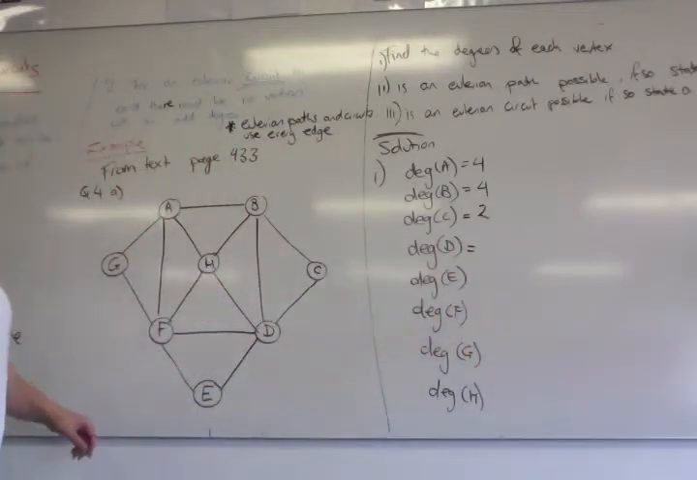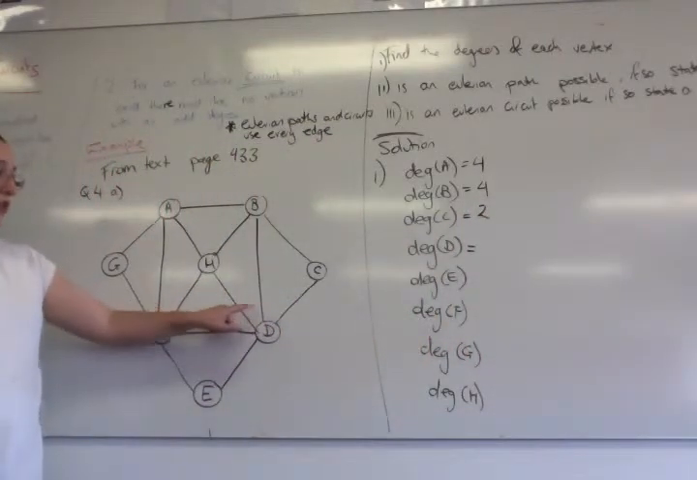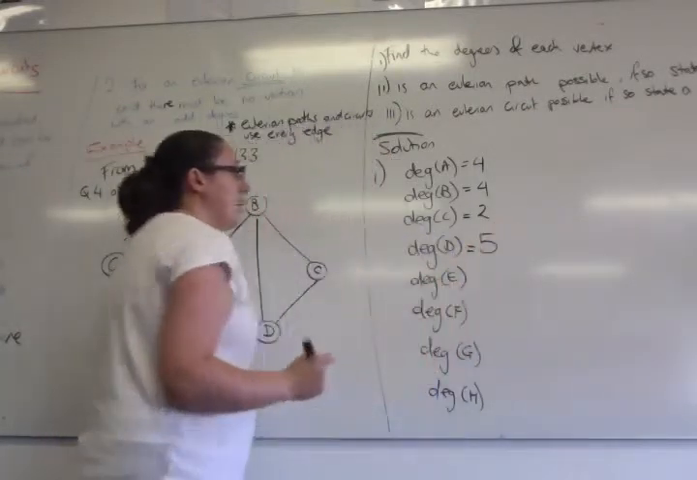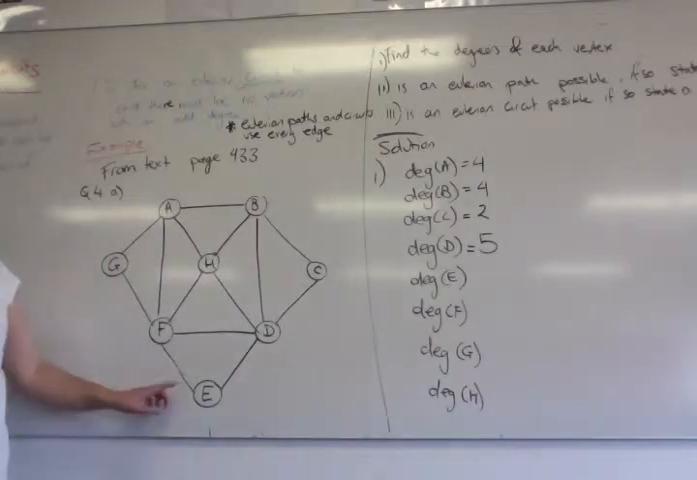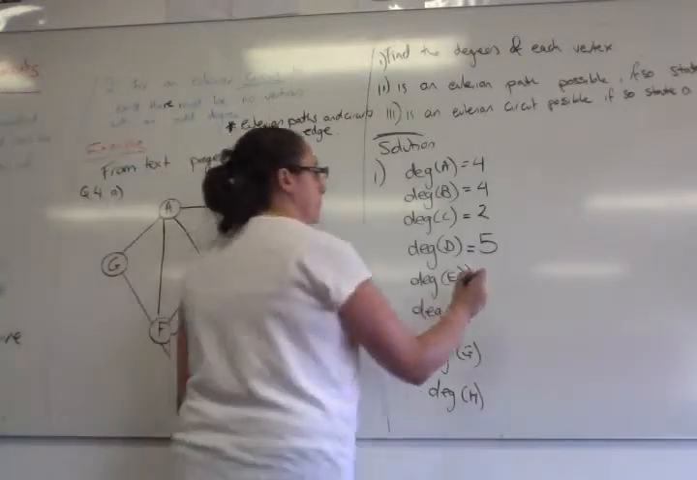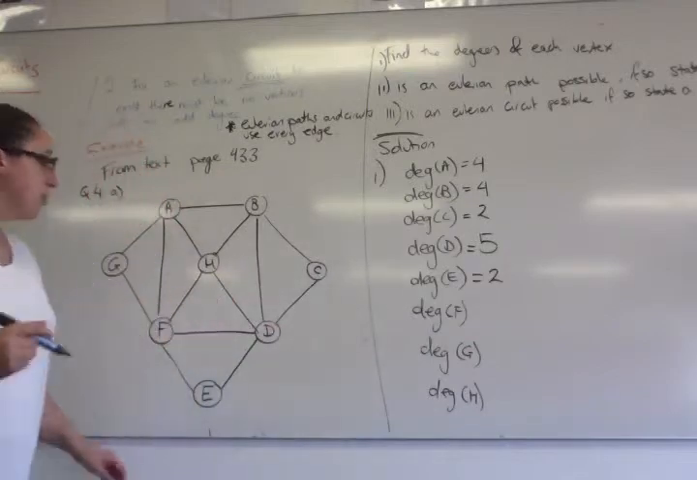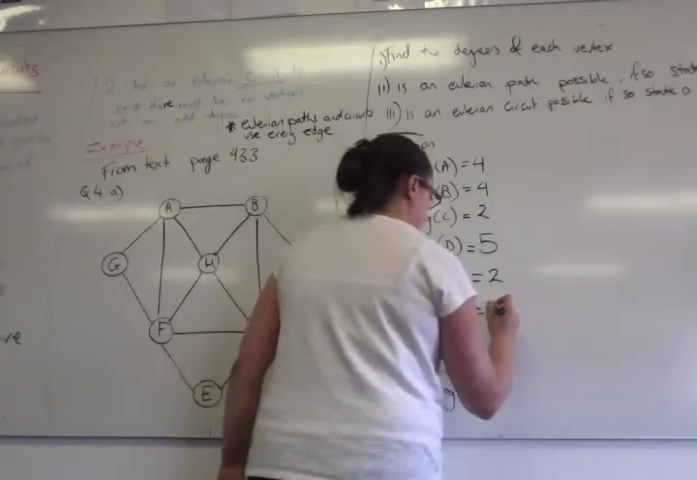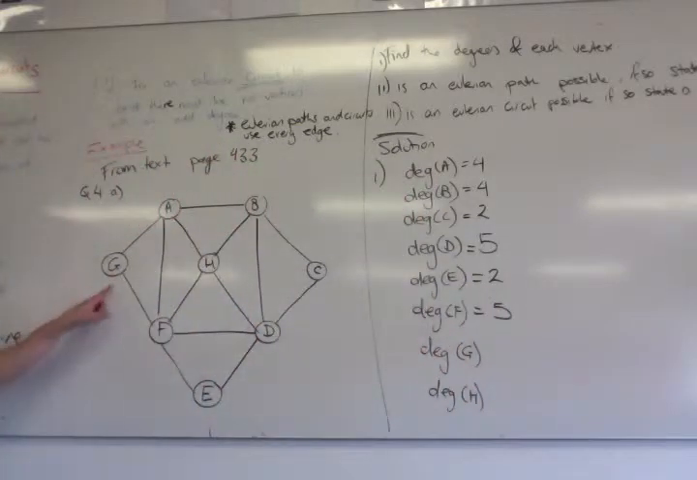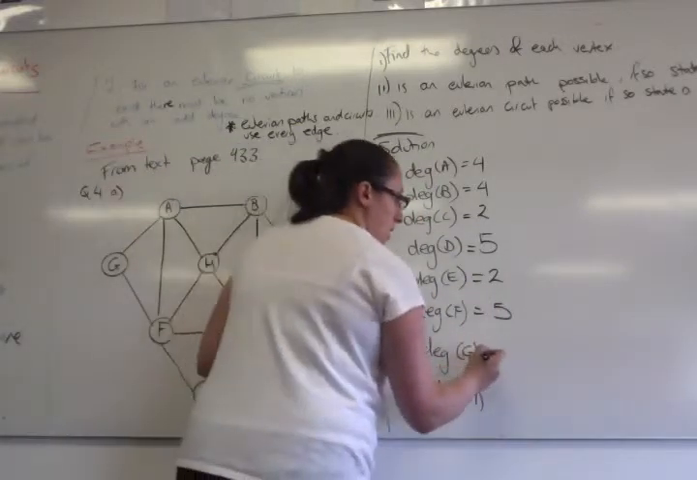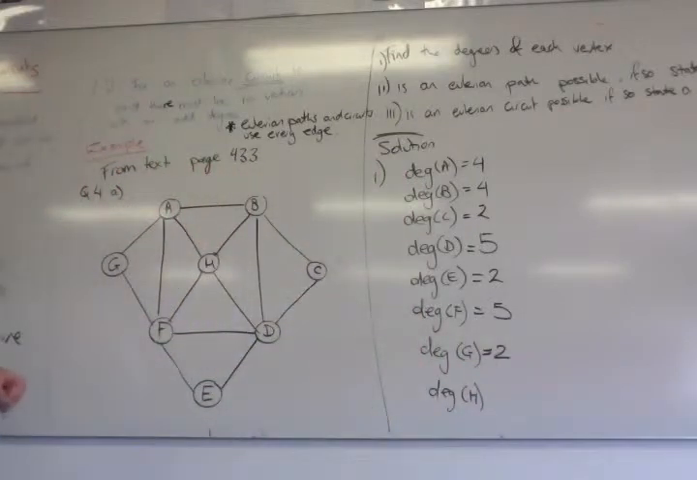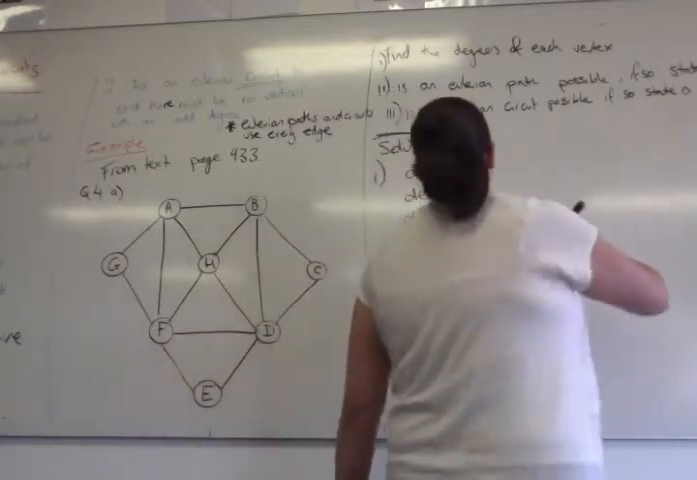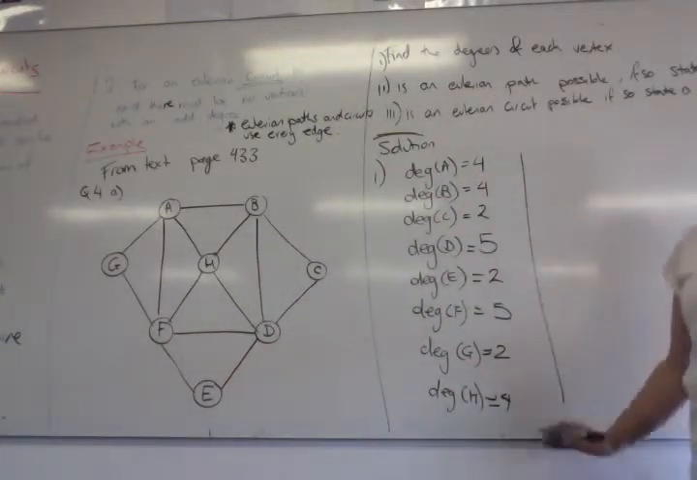The degree of D? 1, 2, 3, 4, 5. The degree of E? 2. The degree of F? 1, 2, 3, 4, 5. The degree of G? And the degree of H is? 4. Okay, so we've done the degree of each one.